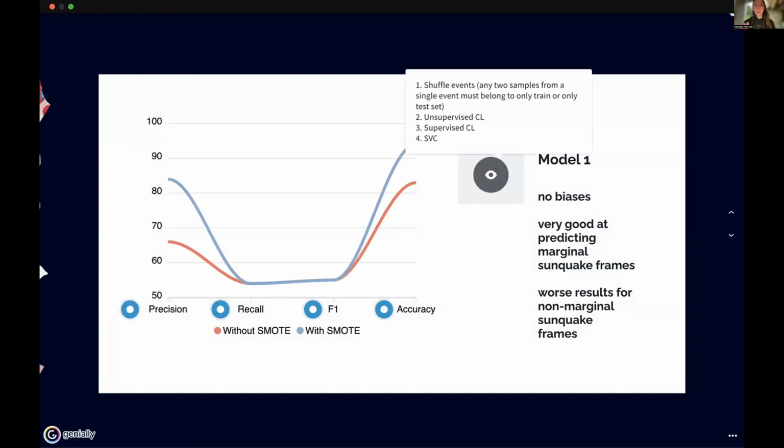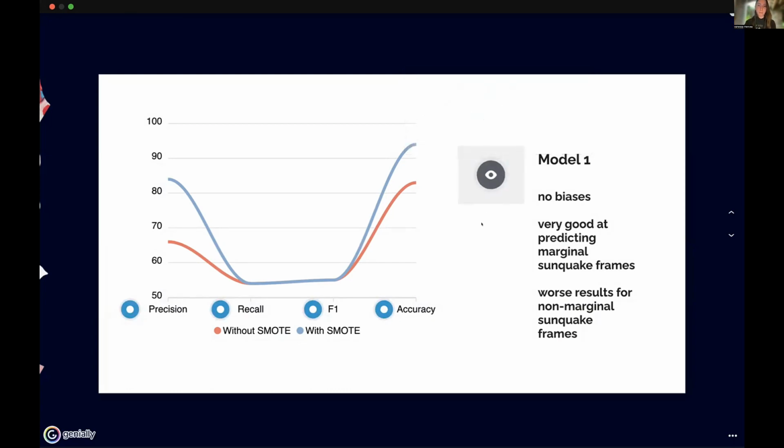And for this model, any two samples from one single event, such as frame 1 and frame 2 from one single event, only belonged to only train or only belonged to only tests. So this is why it had no external influence. The pipeline is the one that I described. So unsupervised contrastive learning, supervised contrastive learning, and then classification on top of that. We see that the results with SMOTE are a bit better.